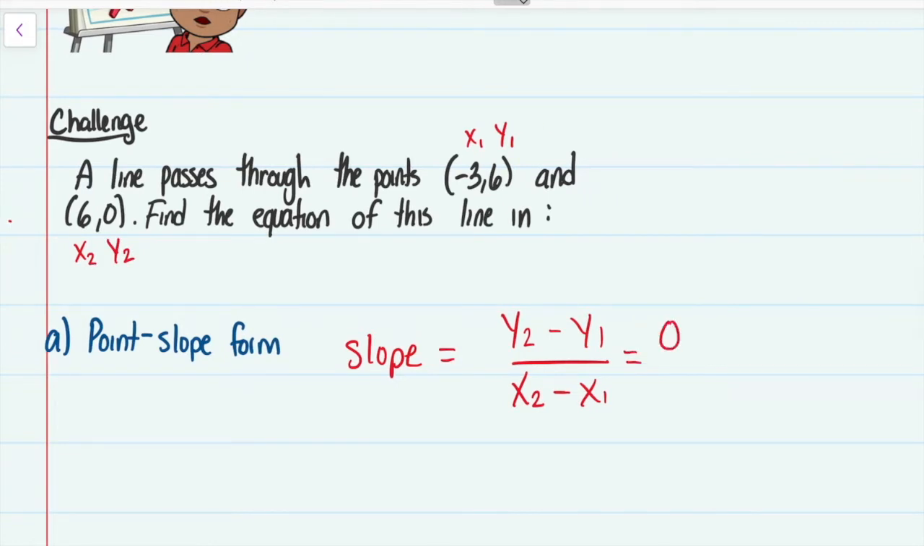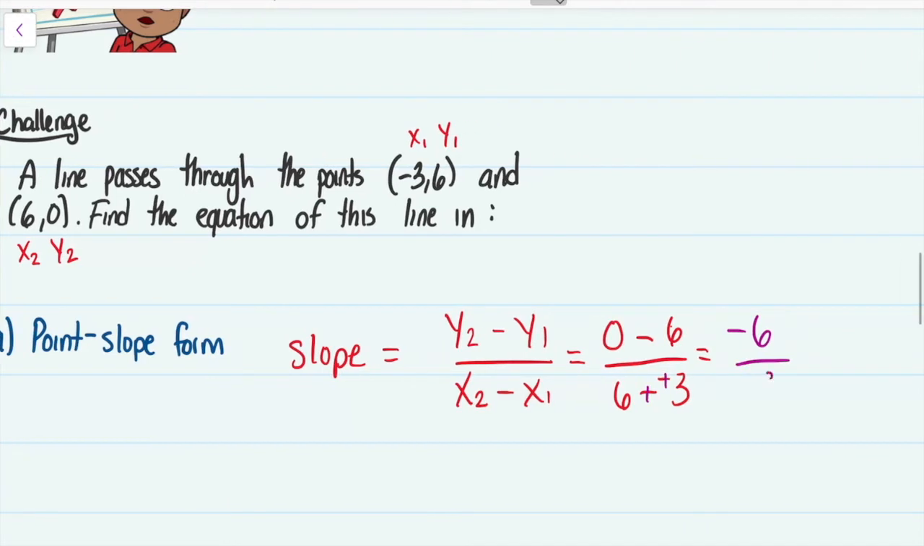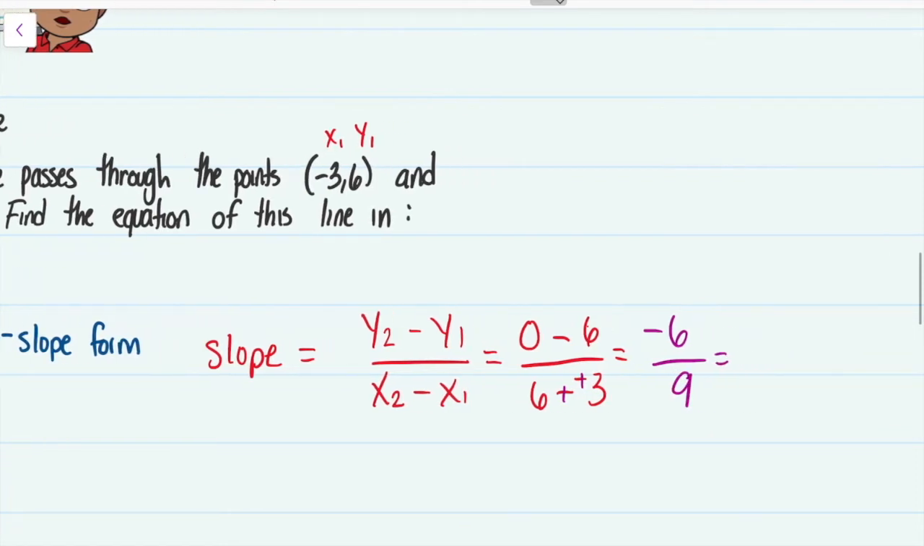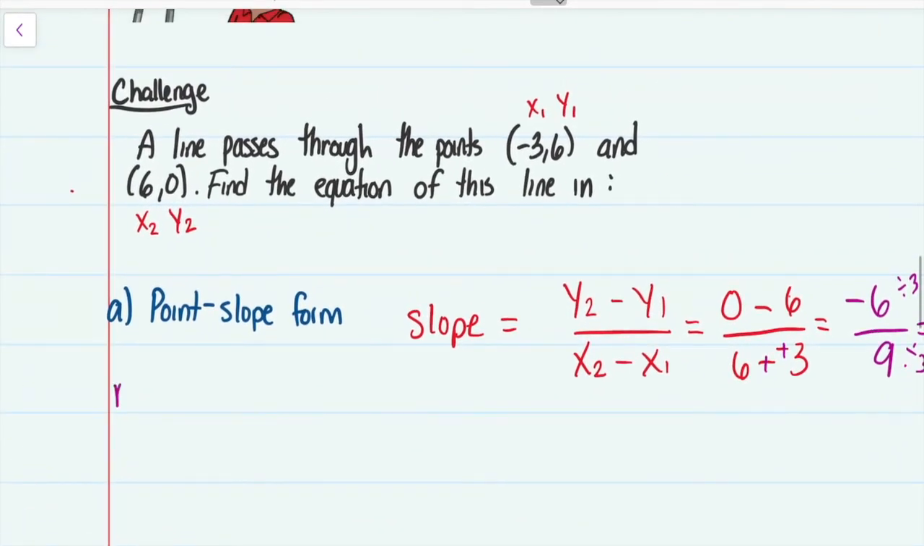Like I said, y2 is 0. The formula has a minus. Y1 is 6 over x2 is 6 minus a negative 3. Watch out there. And when we do our math, guys, what's 0 minus 6? That's a negative 6. A negative times a negative is positive. And what's 6 plus 3? That's a 9. If I were to reduce these guys, can I divide by 3? So my answer would be negative 2/3. We found our slope, guys. Our slope, I'm going to write it over here.